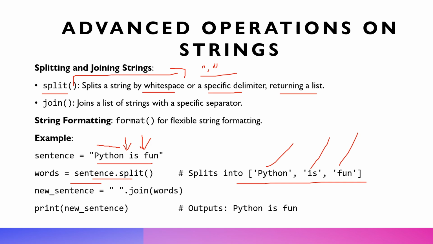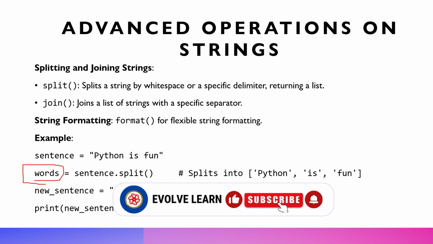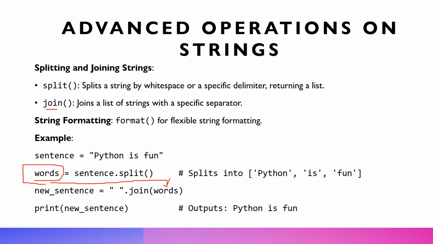Next, join. Join is most commonly used on a list, as we have already converted this sentence into a list and assigned it to words. So we are performing this join method on words. And don't forget to use this dot notation, as it is important to call these methods. This join method is used to create a single string by concatenating elements separated by a specific separator or delimiter.